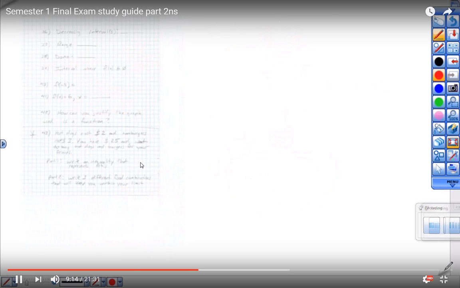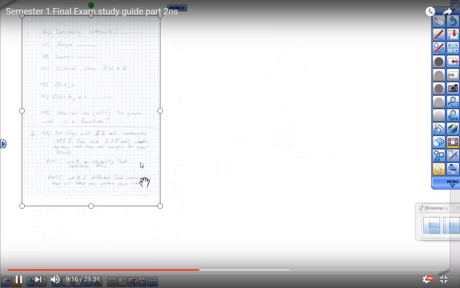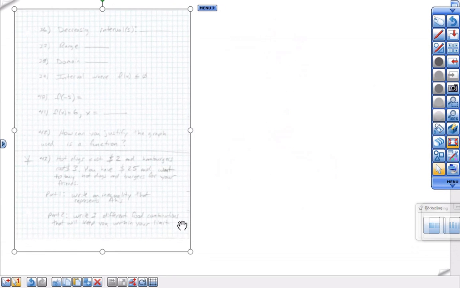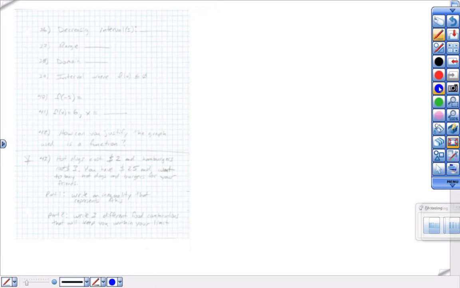Where that graph is decreasing, where that graph is going down. If you look back on that graph, it is going down in two sections.